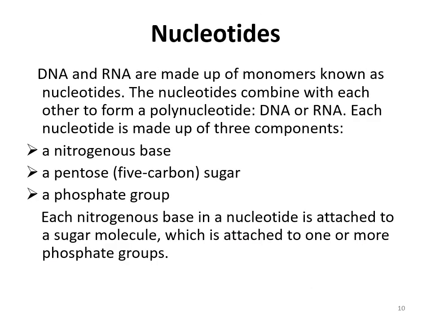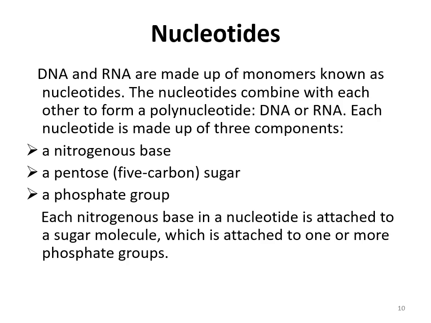Here we start with nucleotides. Nucleotides are the basic units, or monomers, for nucleic acids. DNA and RNA are two types of nucleic acids. DNA and RNA are made up of monomers known as nucleotides. The nucleotides combine with each other to form a polynucleotide chain, DNA or RNA.